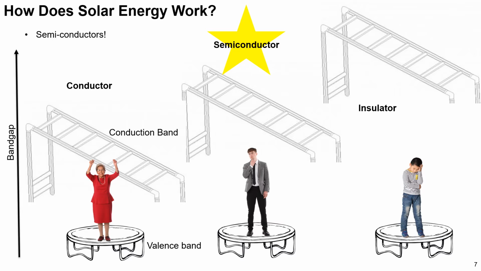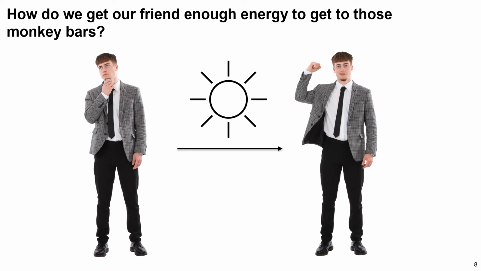So how do we do this? The very simple answer to this question is to introduce light into the system. Now on the left is when he was still on that trampoline, and he was questioning how he was going to get to those monkey bars so he could do what he wanted to do. And like I said, the answer to that is to introduce light. Now when you introduce light, look at him on the right. He's super strong, he's excited, he is ready to get to those monkey bars, and he is ready to produce an electrical current or have tons of fun up on the monkey bars.